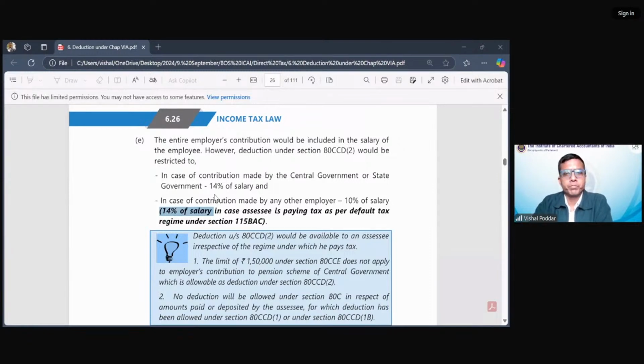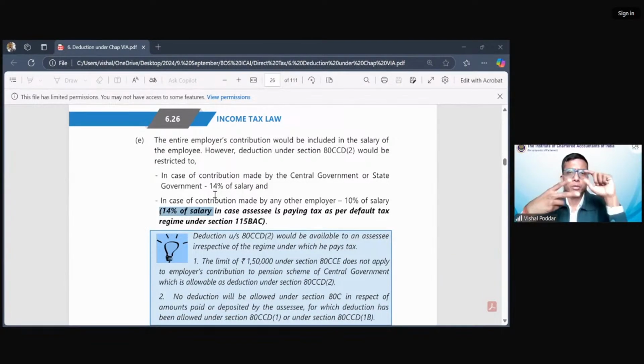Is this fine? Clear? Now, this point is left. This point is giving you a deduction of extra 50,000. Now you'll say, sir, what is this point giving you deduction for? This point is giving you deduction for your own contribution.